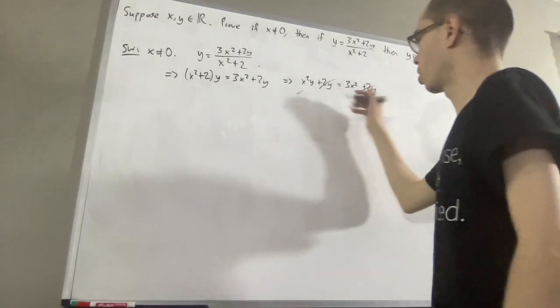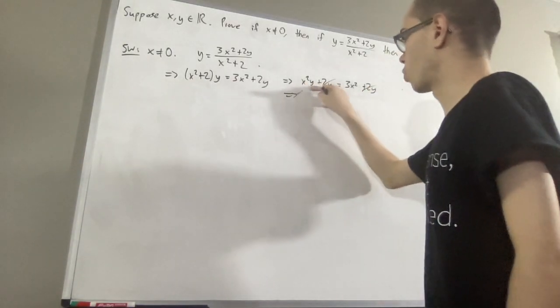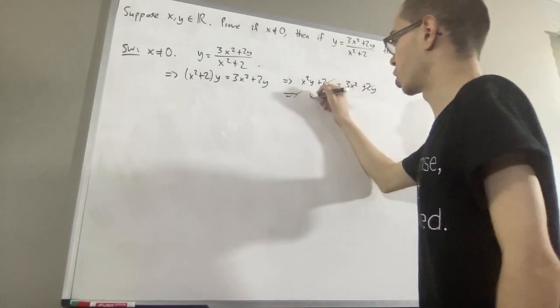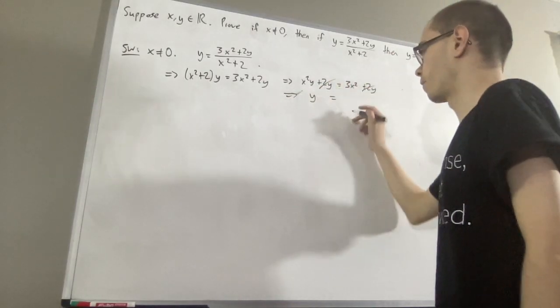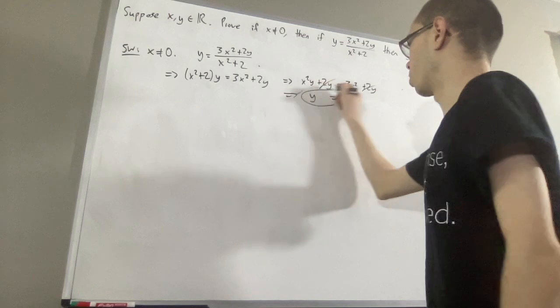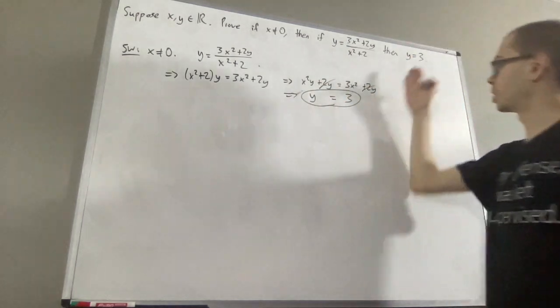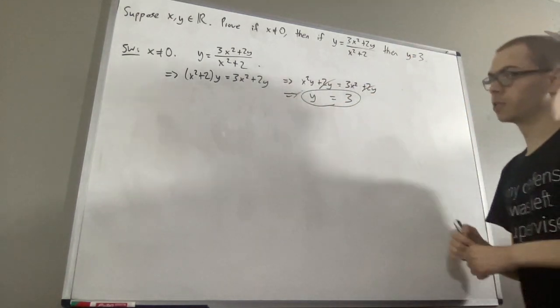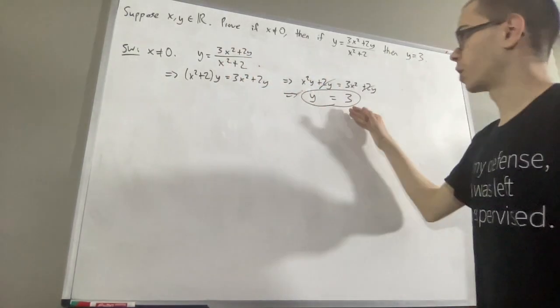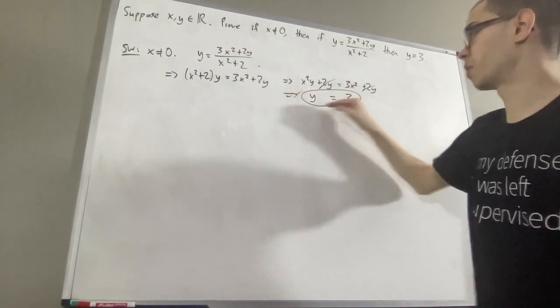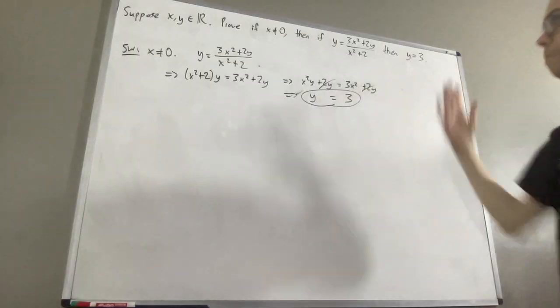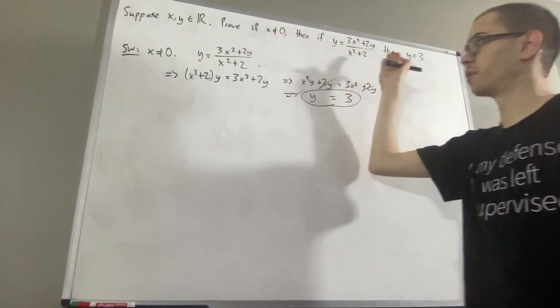So if we divide x squared on both sides, what happens? X squared y divided by x squared is just y. 3x squared divided by x squared is just 3. So we're left with y equals 3, which is exactly what we want. So, doing it the standard way, we're able to reduce this equation to saying y equals 3. So we're done. We have a proof of this.